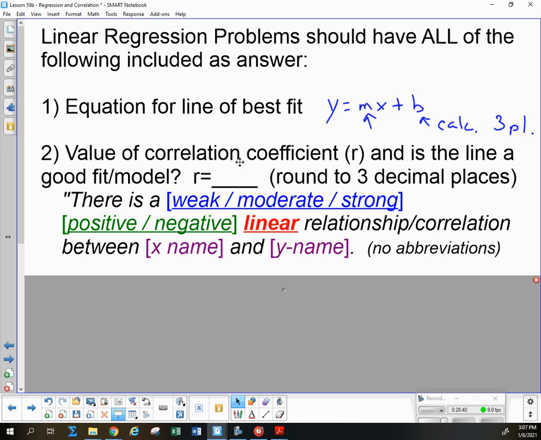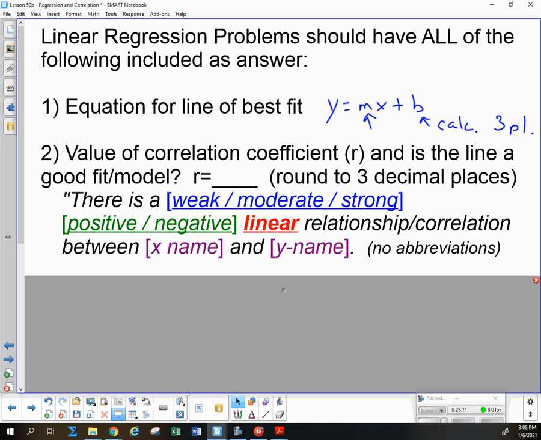You must always include the word linear, because not in this class, but in future classes, you might be drawing a parabola if there's a U that fits those data points better than a straight line. So we have to say which one it is. I don't care if you use relationship or correlation, those are synonyms. You're going to write between, and then you're going to write out with no abbreviation. So in our case, temperature was the x's, and the y name is going to be the chirps per second.